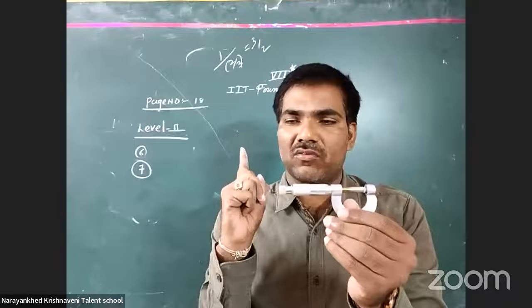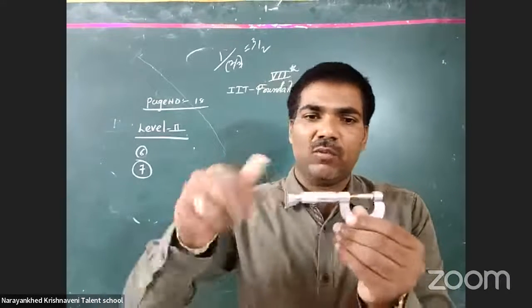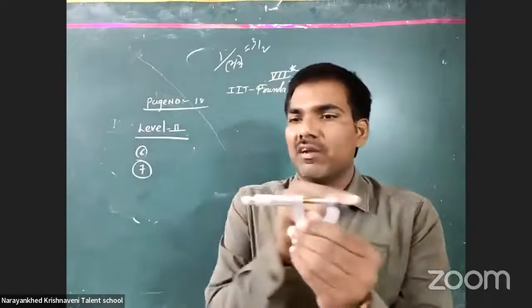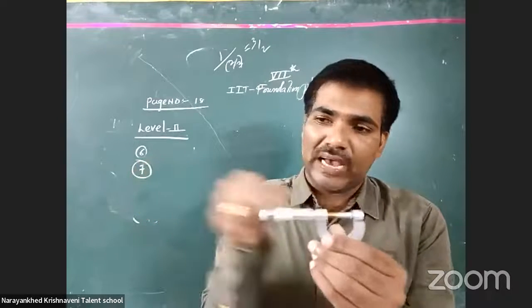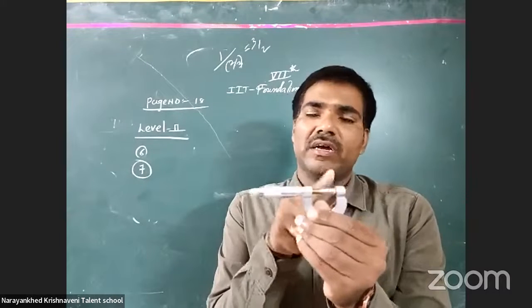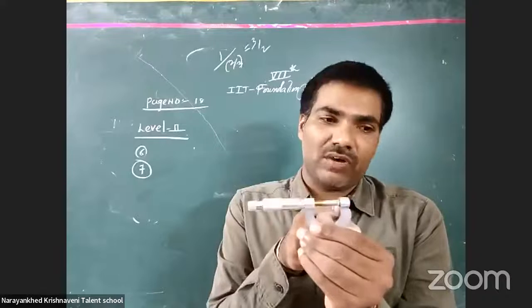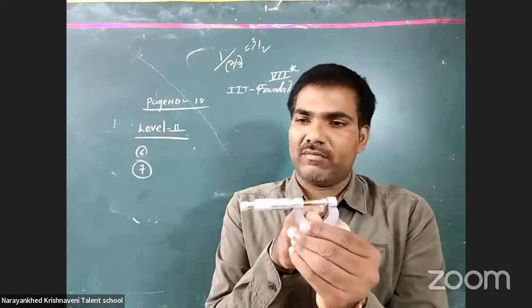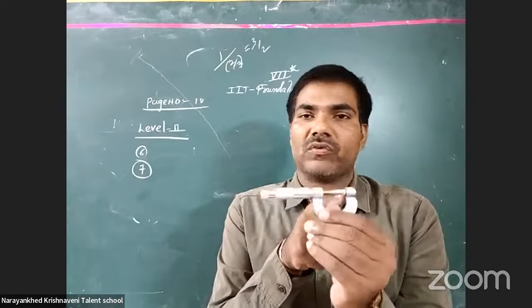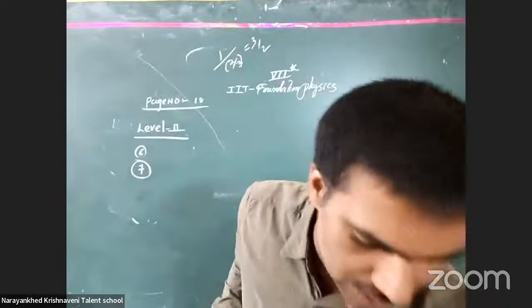Understood, all the students? Pitch of the screw means, as you know very well, when you make one rotation, it travels some distance along the axis. That is called the pitch of the screw. Okay, clear. Now go through once whatever data is given.